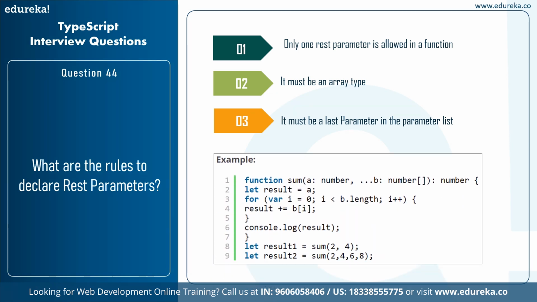Now, talking about the example for REST parameters, here we have declared a function sum inside which we have a, b, and different numbers where the parameters are not specified. For the result, we have declared a for loop with variable i equals 0, and i less than b.length, i++. And the result will be result plus b of i. Now here we are printing the result. For result 1, we have the sum values 2 and 4. And for result 2, we have 2, 4, 6, and 8.